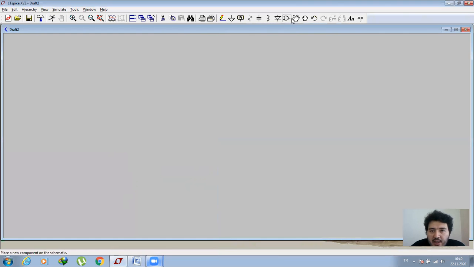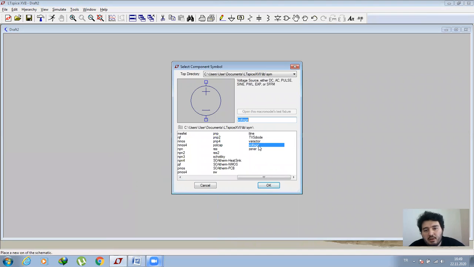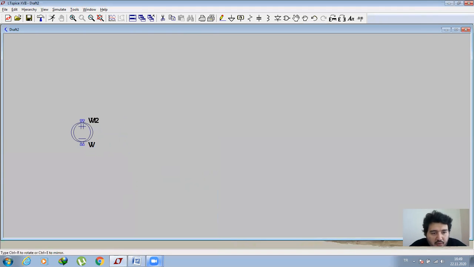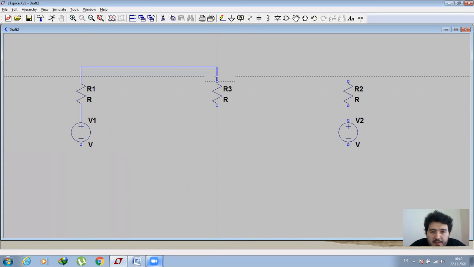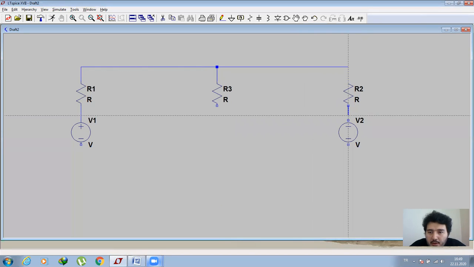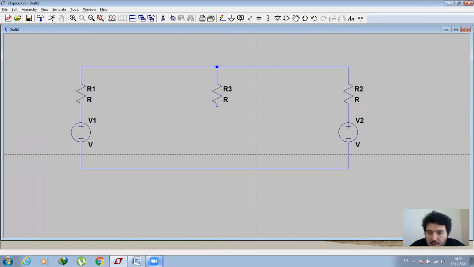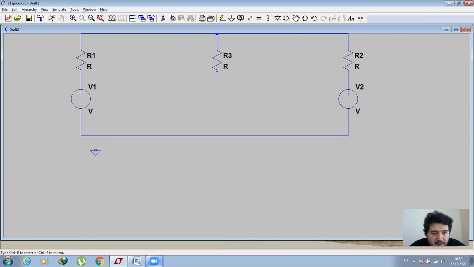I'm selecting again voltage source, voltage, okay. One voltage source here, another one here. So the resistance, one resistance here, one resistance here, and one here. So I'm creating the connections. This one, this one, this one. Okay. I'm adding the ground.